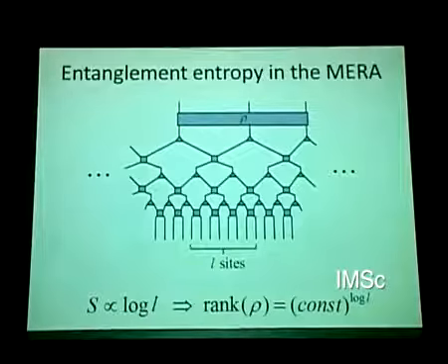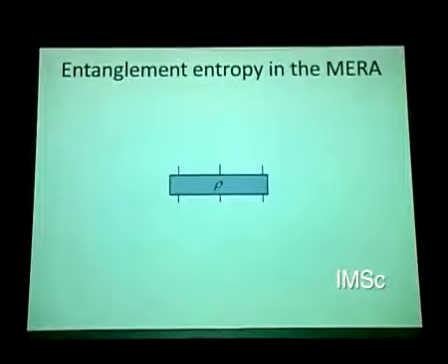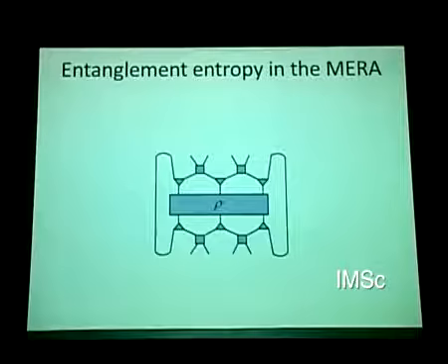So in order to find the rank of the reduced density matrix, I need to first find the reduced density matrix. It's pretty straightforward to find the density matrix here. So what we see is that if I'm looking at a block of L sites here, once again, after log L steps, it's going to become a block of three sites. So let rho be the corresponding reduced density matrix again. And now I can derive the reduced density matrix here simply from this one over here by reversing my RG flow. So I do it once.